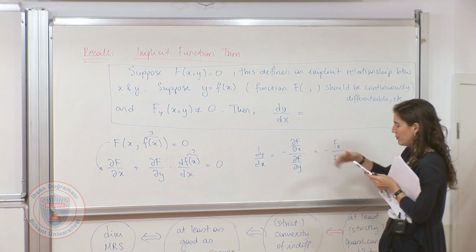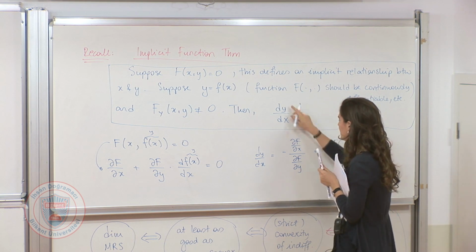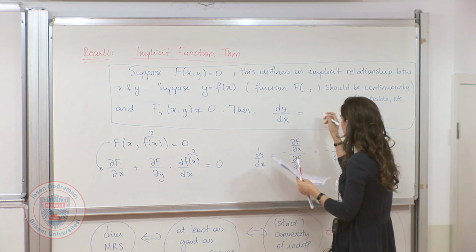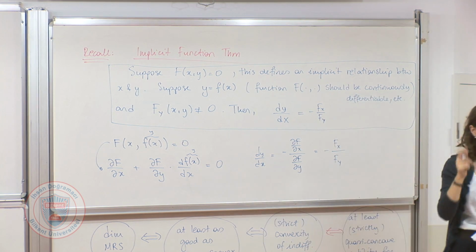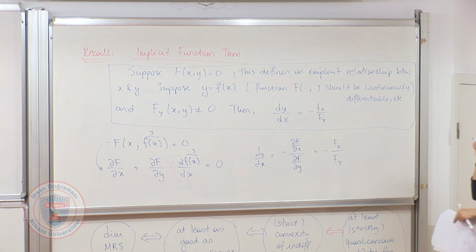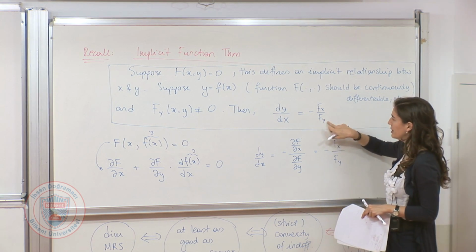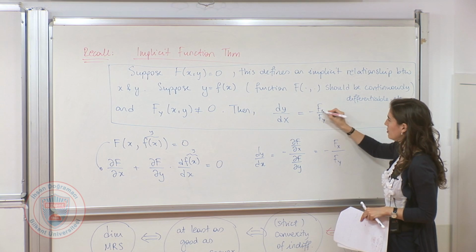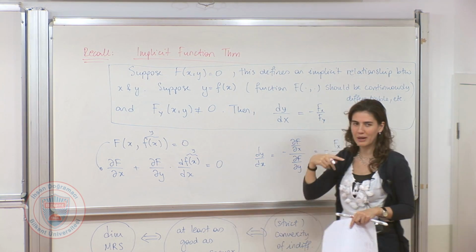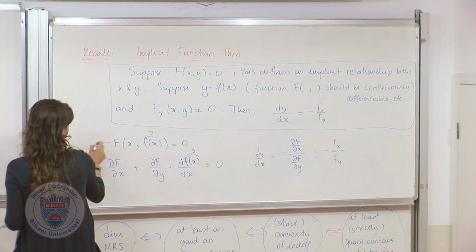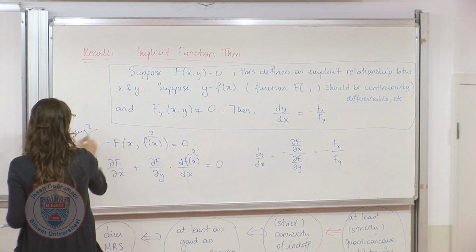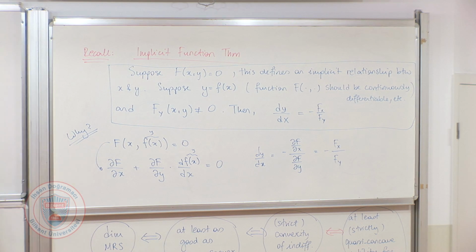So we actually proved the point. Then dy over dx is equal to minus f_x over f_y: the partial derivative of f with respect to x, over the partial derivative of f with respect to y. Now, this is the theorem. This is kind of the proof. It's not the formal proof, but, you know, it's a proof. So basically, this is it.